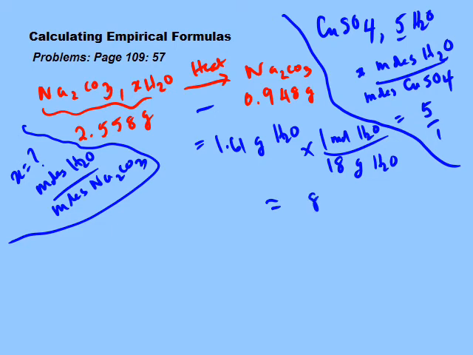And this gives me 8.94 times 10 to the negative 2 mole H2O. So I just got the moles of H2O. Now I need to get moles of Na2CO3. Obviously I'll have to use 0.948 gram because that's the pure Na2CO3 without the H2O as part of the compound. So let's start with that.